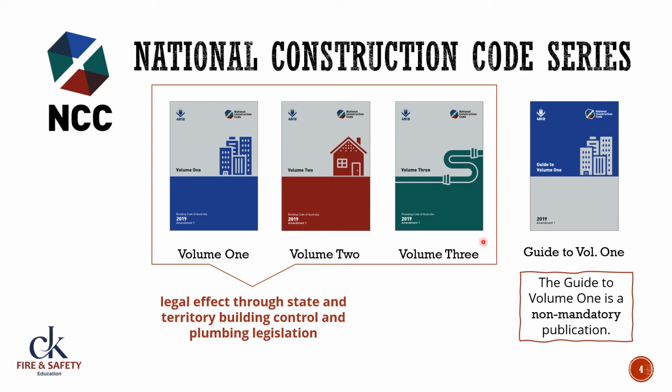The NCC stands for the National Construction Code. It consists of 3 volumes and a guide to Volume 1. Whilst the guide contains explanations to the BCA clauses contained in Volume 1, it is not a mandatory publication and would not generally be accepted by court. The NCC is free to the public and can be accessed through the ABCB website. It is revised every 3 years unless there is an out-of-cycle amendment, which can be published at more frequent intervals. The NCC is called up by the state and territory legislation.